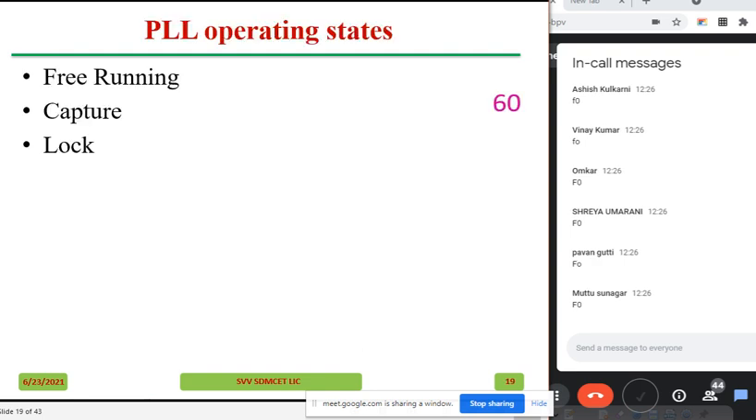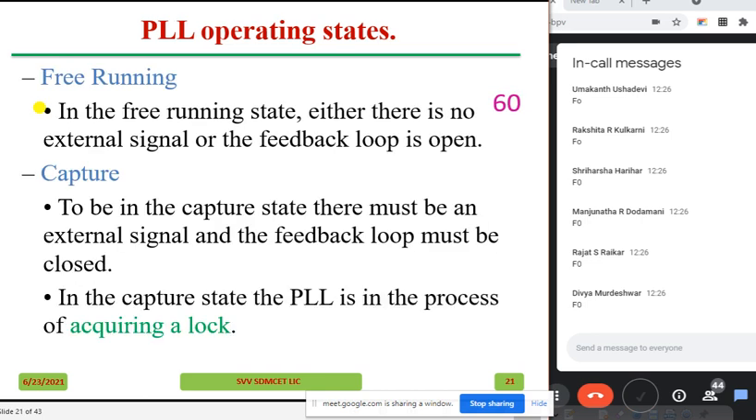Thank you. Now let us go to free running, capture and lock range. There are three states. Free running frequency means F0, what I told. Capture means just now we have discussed FC1 to FC2. Lock means FL1 and FL2.